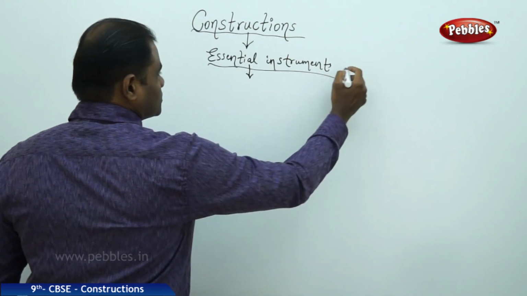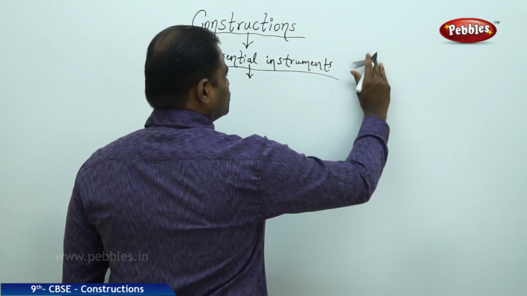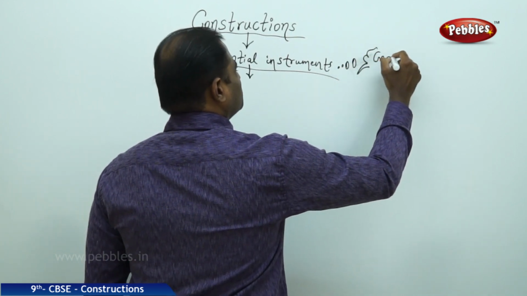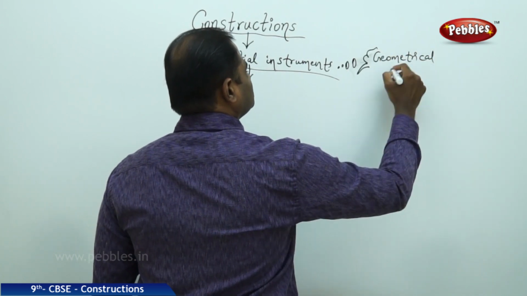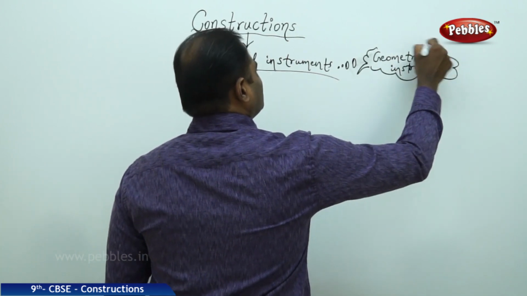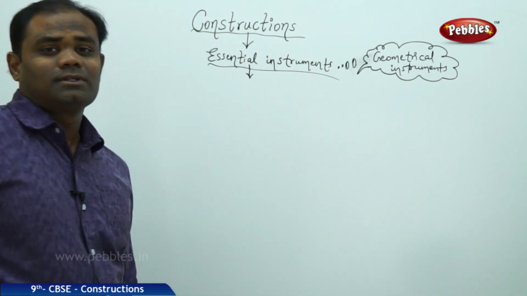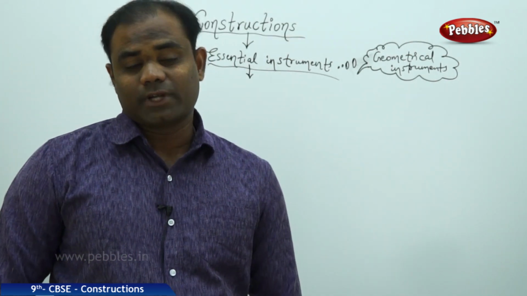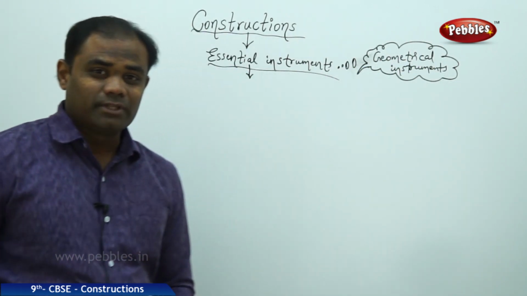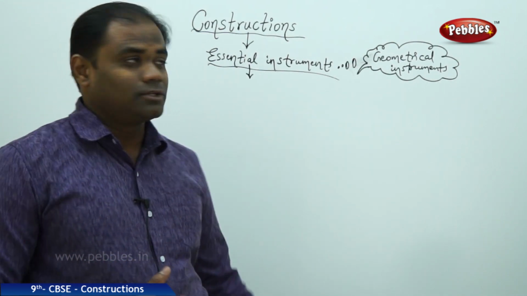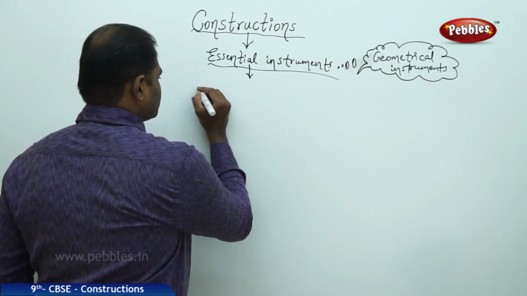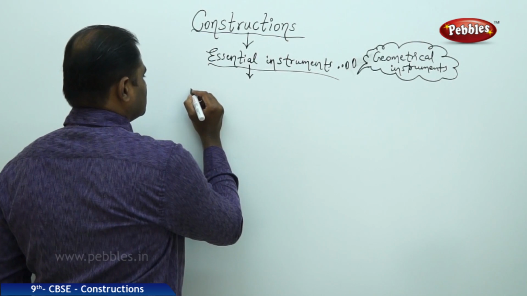These essential instruments are also referred to as geometrical instruments. Geometrical instruments is what we note when we talk of essential instruments for construction. So let's see what are the essential geometrical instruments in the topic of constructions. Proceeding further, the first thing which I need is a ruler.